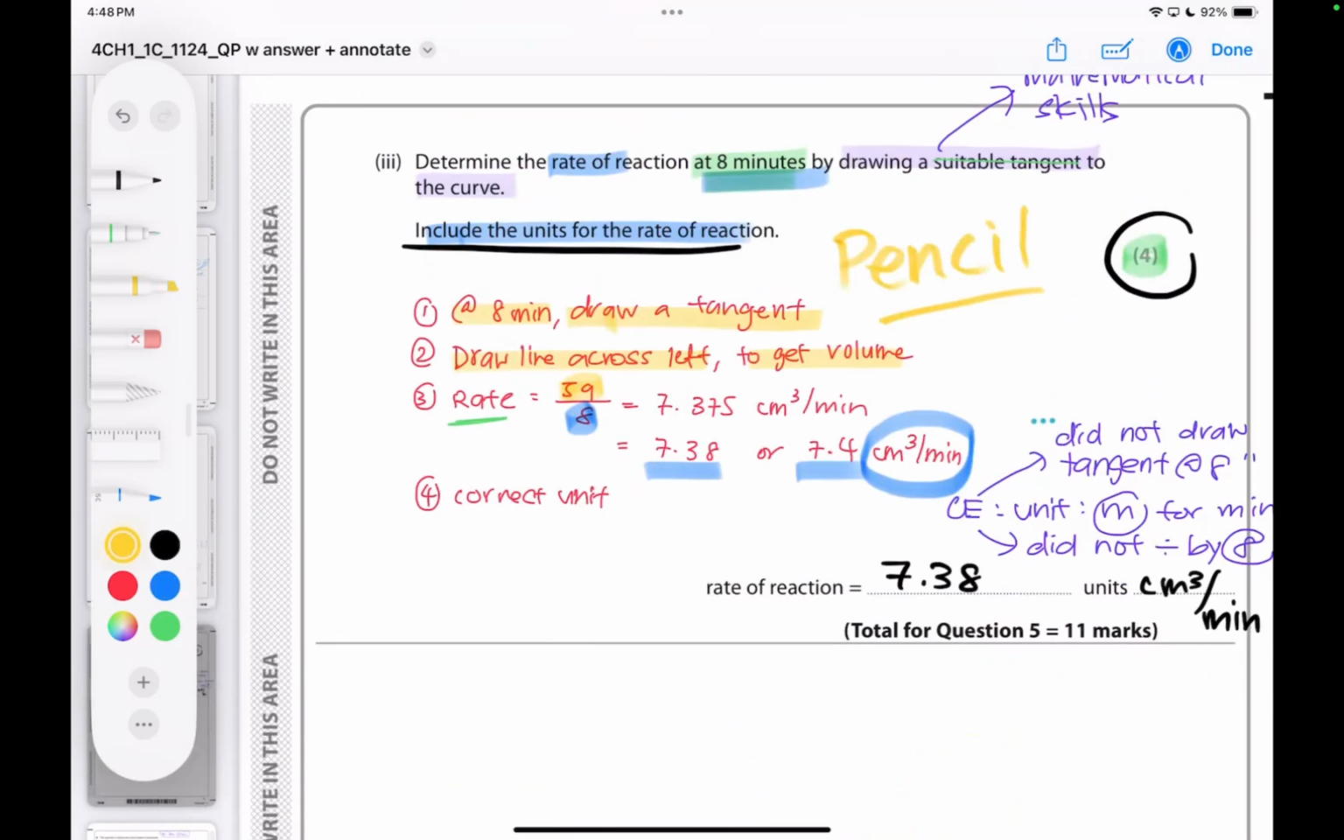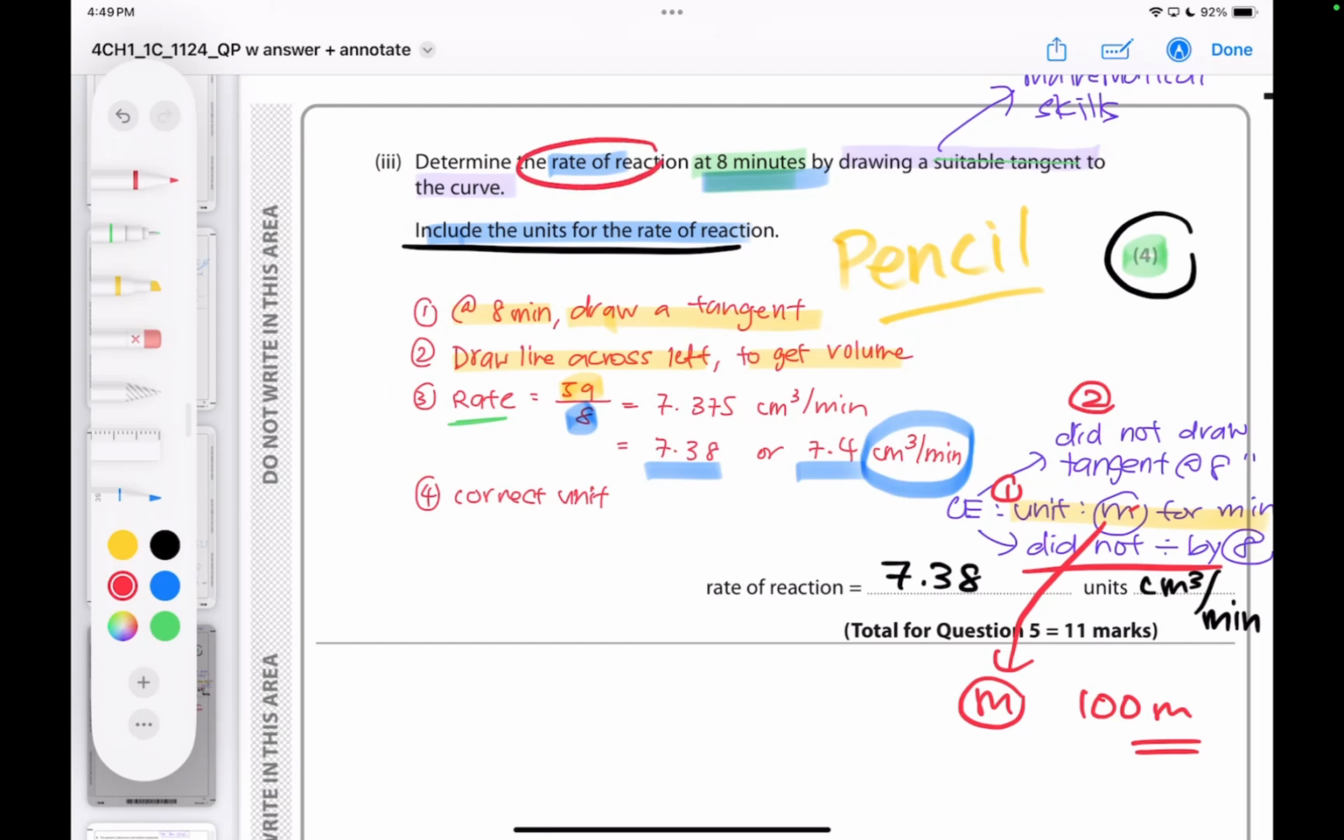All right, if you have a moment, take a look at the common errors. Some students wrote the unit as m instead of min. m is usually not accepted because m refers to meters, like 100 m, where the m at the end refers to meters, the length. The other common error is that the student did not draw the tangent at 8. They probably drew it at 6 or 10, so that's wrong. And finally, even if the student drew at 8, they did not divide by 8. They forget that it's a rate of reaction, not trying to find out the volume of oxygen gas produced.